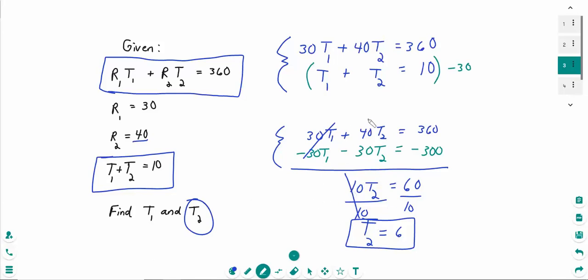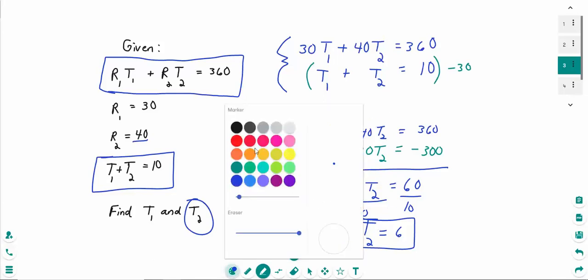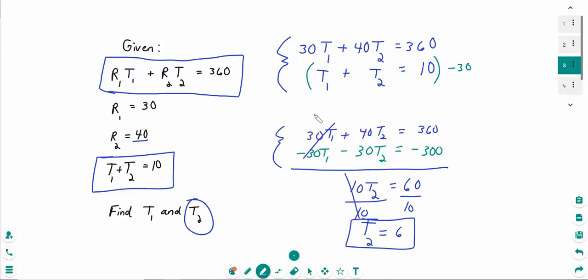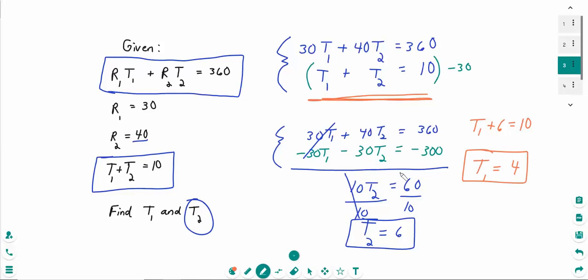To find t sub 1, we're going to go back to this original equation right here, and we'll plug in our t sub 2. So we have t sub 1 plus t sub 2, which we know is 6, is equal to 10. Again, simple equation: subtract 6 from both sides, and t sub 1 is equal to 4. So there, we now have our two variables.